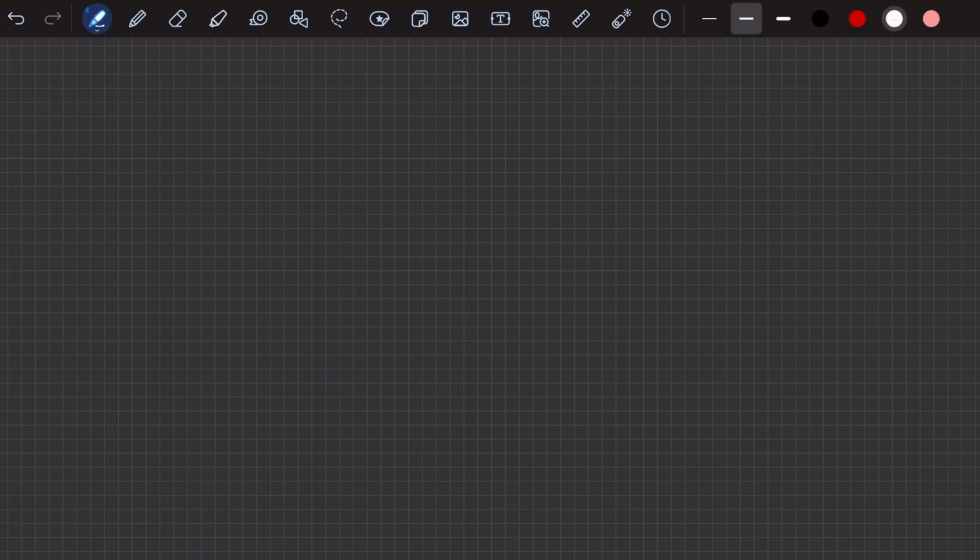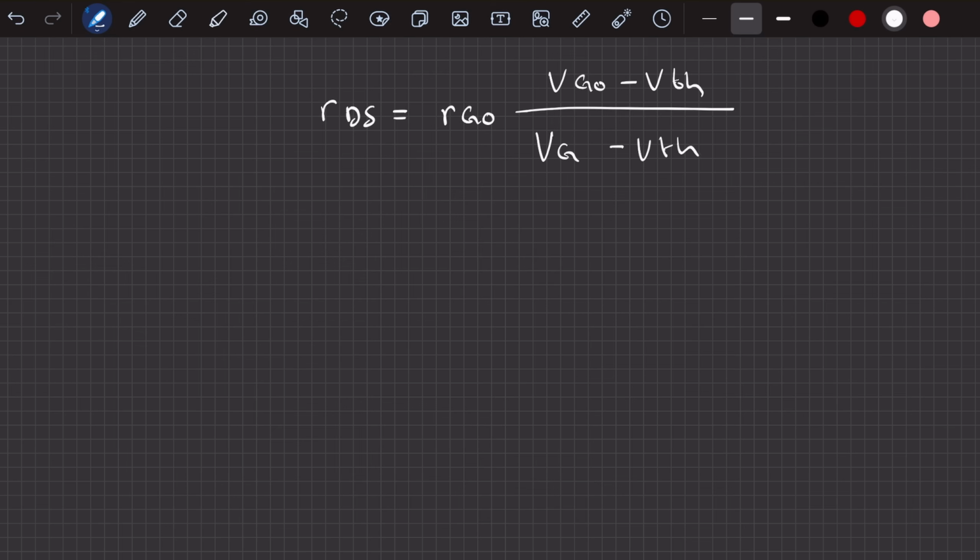So the equation we need to derive is RDS equals RG0 times VG0 minus VTH divided by VG minus VTH. First, I'm going to start with some things that we should know for answering this question. The first one is this equation, which is the drain current, and it is equal to a value K, and in brackets you have VGS minus VTH squared. And this is given to you on page 147.